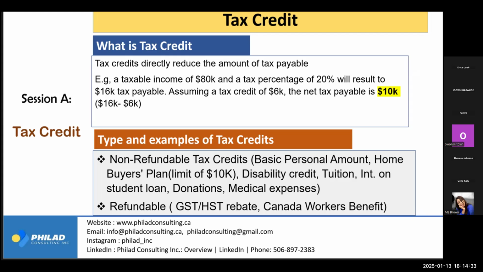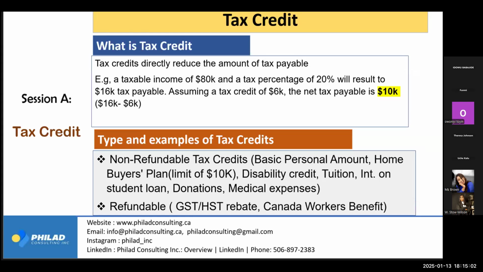So what is a refundable tax credit? A refundable tax credit does not only reduce your amount of tax payable, but it also creates a refund to your pocket, even if you don't owe any tax. What does that simply mean? I don't owe any tax. My tax payable is $0. I have a $5,000 tax credit. I can tell you, you're getting that refund back. That is called a refundable tax credit. Examples are GST rebates, Canadian Workers Benefit, and the like.